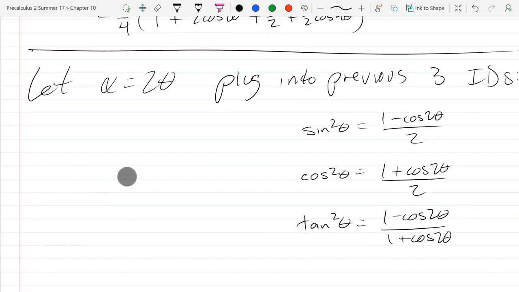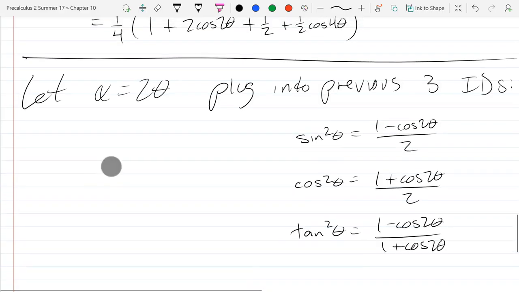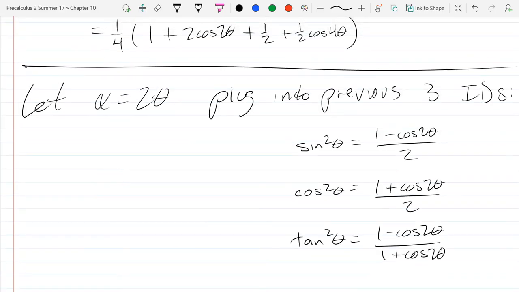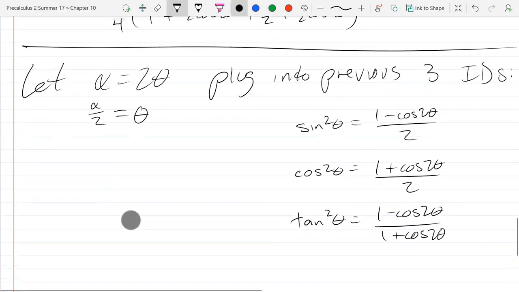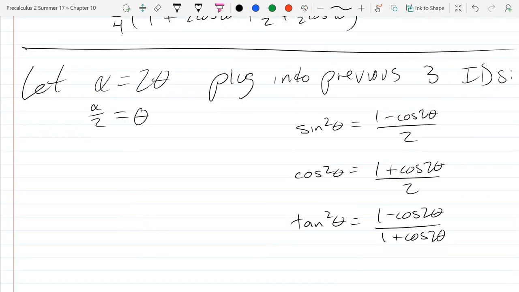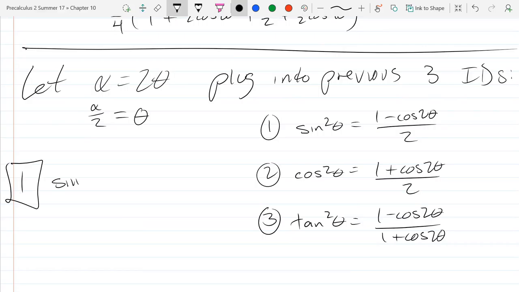So that is our 3 identities, and wherever we see 2 theta, we're going to drop alpha in its place, and of course wherever we see theta, multiply both sides by 1/2. Wherever we see theta, we're going to put alpha over 2 in there. All right, so here we go. I'm going to label these as 1, 2, and 3. So for number 1, sine squared alpha over 2.